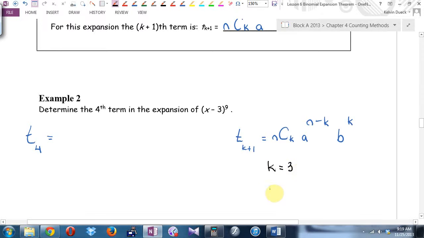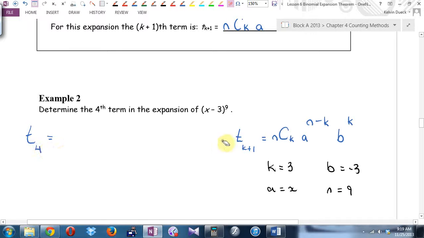By the way, what's sitting where the a is in the binomial? You already know this. X. What's sitting where the b is in the binomial? -3. What's n? Sean, what's n? The great big exponent outside the brackets. 9. If you write down the term number as a subscript, you can clue in, oh, I have to subtract 1 to get the k, and the rest is going to be plug and chug. Watch.